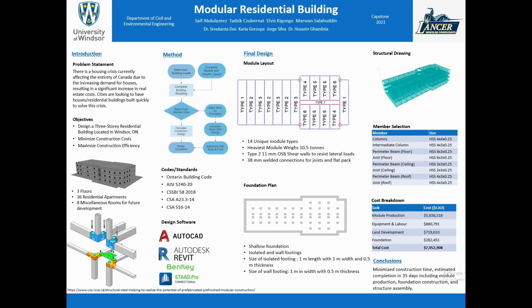The codes and standards we used for our design were the Ontario Building Code for the loads, AISI S240-20 for the shear walls, CSSBI 58-2018 for the cold form steel studs, CSA A23.3-14 for the concrete foundation, and CSA S16-14 for the steel members. Now Elvis will talk about the module layout and the vector block connection system.